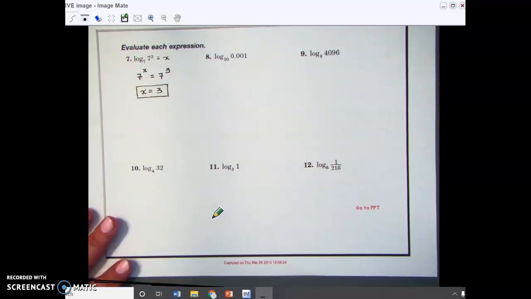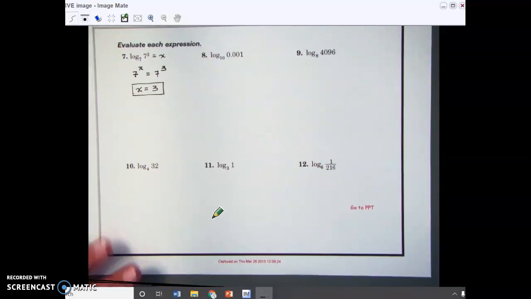So what I'd love for you to do is try to pause it each time and try each problem on your own, and then see the answer and see where you need to fill in those blanks.